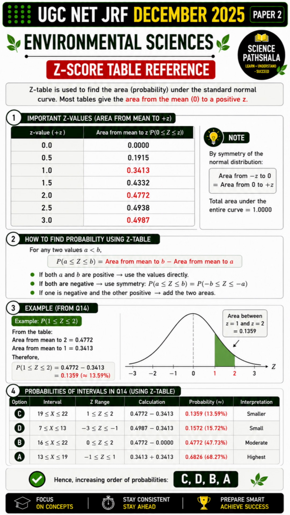These values are obtained using the Z table, which I have already attached, which gives the area under the standard normal curve. For example, in option C, probability of 1 ≤ Z ≤ 2 is calculated as 0.4772 minus 0.3413, which gives 0.1359, or we can say 13.59%. That is how we compare probabilities of different intervals in normal distribution questions.